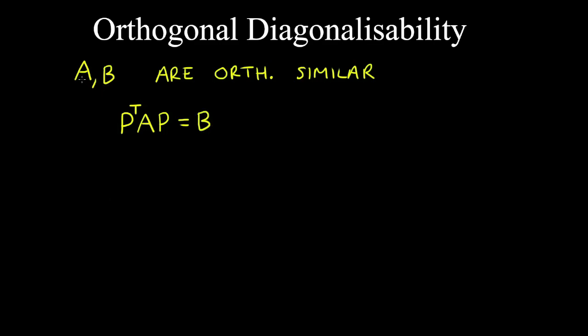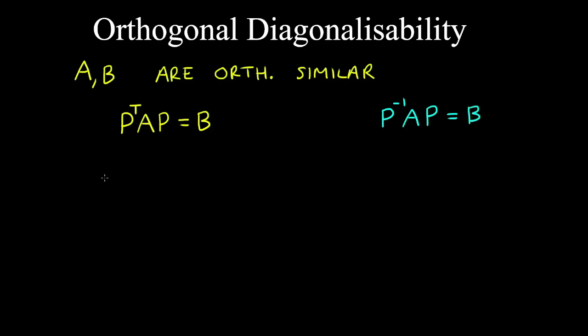So recall when we defined two similar matrices, we had a matrix P that was not necessarily orthogonal. So we had P inverse A P is equal to B.